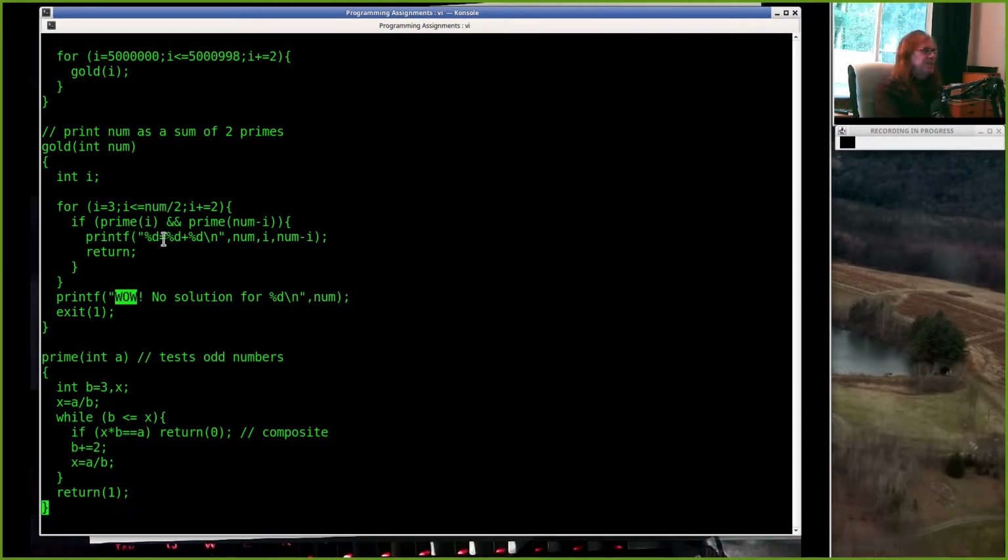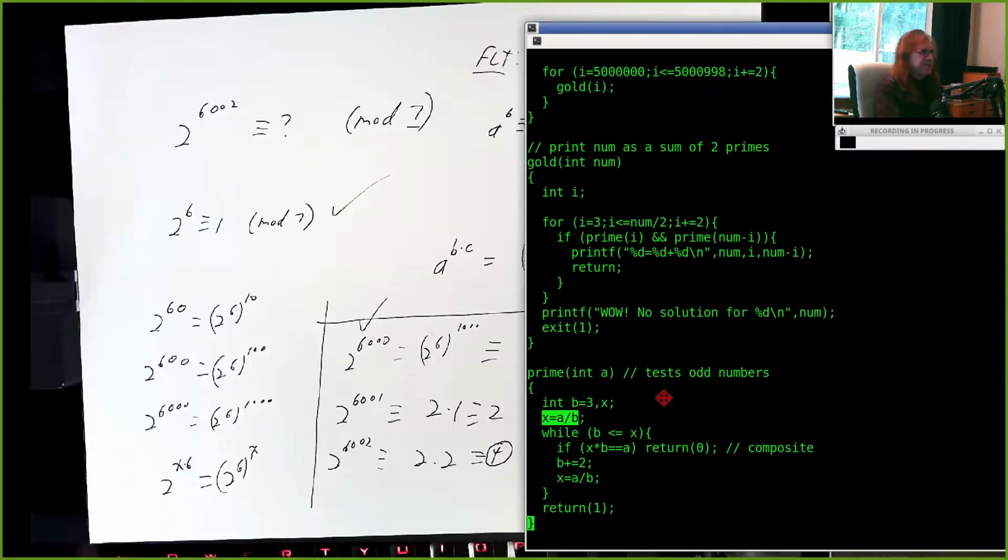And then how do we tell if a number is prime? Well, there's a lot of ways, but here's one example. B is my tentative divisor. A is the number I'm testing. X is the quotient, and I iterate as long as B is less than or equal to X. Now, why am I doing that?